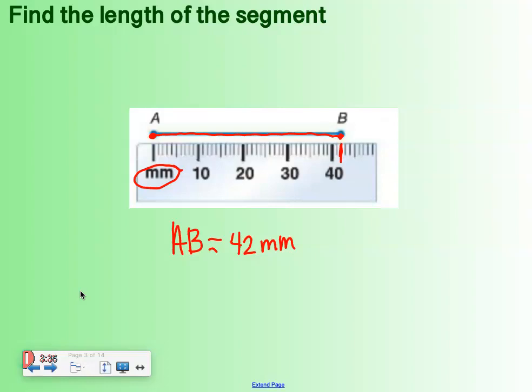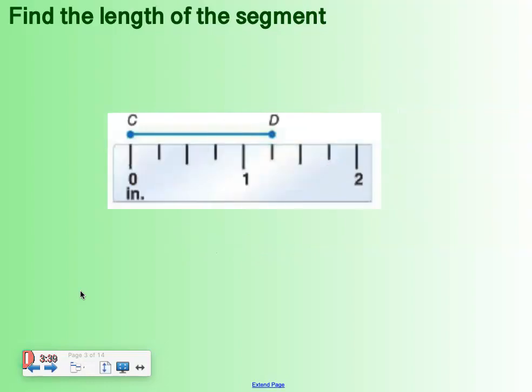Okay, do the next one unless you beat me to it. Find the length of segment CD. Again, I'm trying to figure out how far is the distance from C to D on this ruler. So the length of CD is equal to 1, and these would be what, fourth, right? A 1/4 inch. 1 1/4 inch.